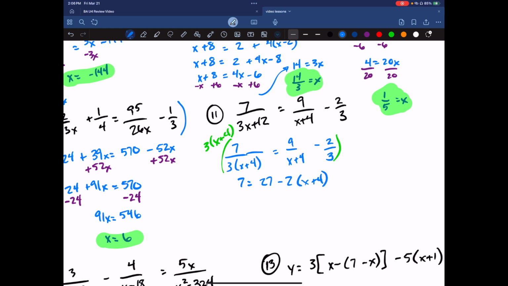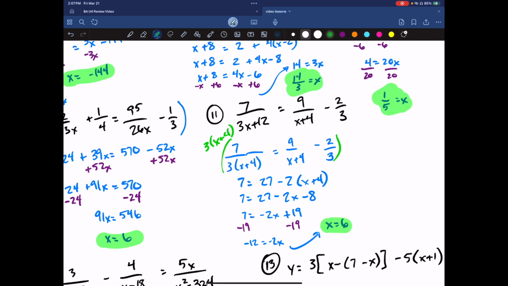Okay, I'm going to clean this up. 7 equals 27 minus 2x minus 8. 7 equals negative 2x. It's going to be plus 19. I'm going to subtract 19 from both sides. Okay, that's going to be negative 12 equals negative 2x. And then x is 6.